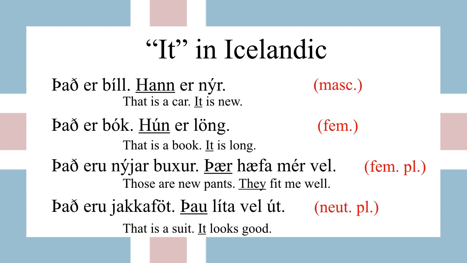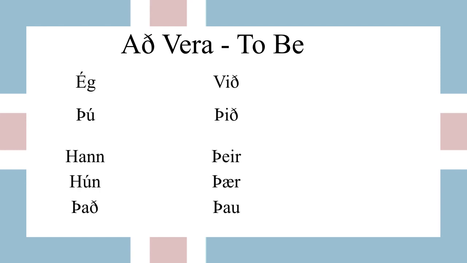We'll talk about gender in more depth in a video that's soon to come, which will talk a little bit more about this. All right, let's talk a little bit about the verb að vera. Probably the most important verb in Icelandic. It's also the most irregular, as it is in many languages. So let's go ahead and look at all of its different forms in the present tense.